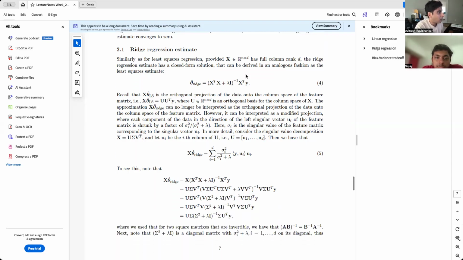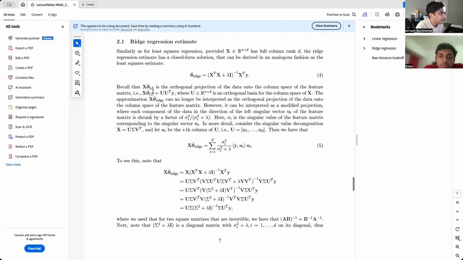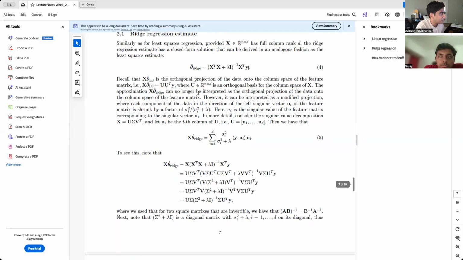Okay, ridge regression. So this is literally the formula. It looks complicated, but it's the same thing as linear regression, just with a plus lambda. Recall that X theta hat is the orthogonal projection of the data on the column space. Except that the formula that we derived for X theta hat has some extra terms.